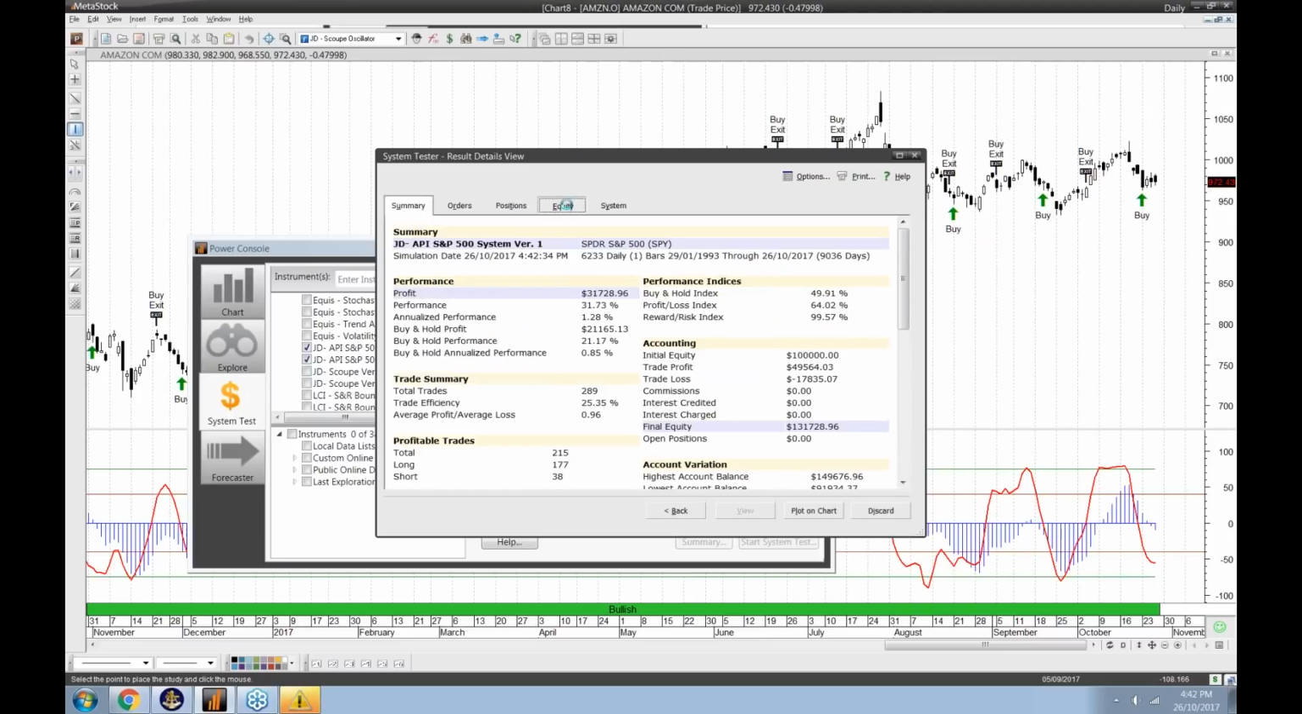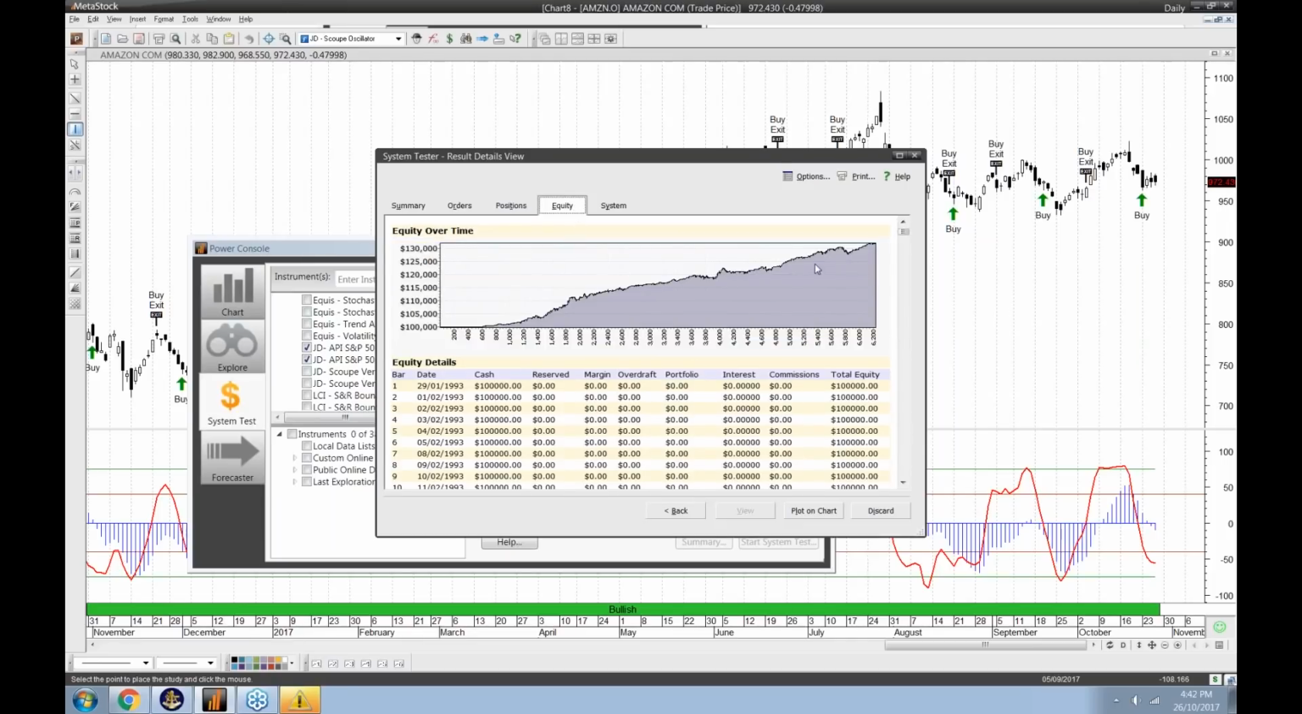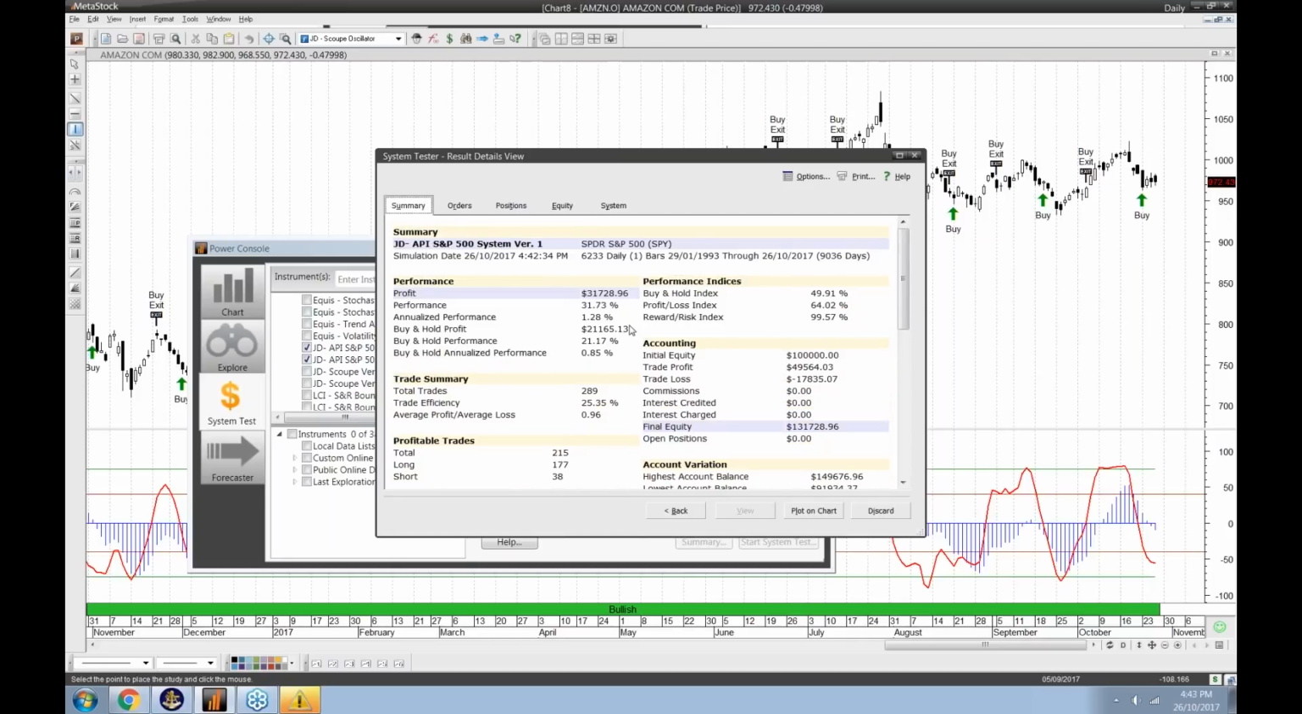Okay, view results. Here's our equity curve. This is on the S&P 500. If you look at the summary, you'll see that it's about 50% better than a buy and hold strategy in terms of P&L, but in terms of drawdown, it's about 500% better. In other words, it has a substantially less drawdown than a buy and hold strategy.